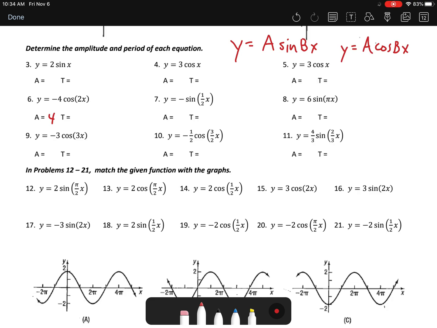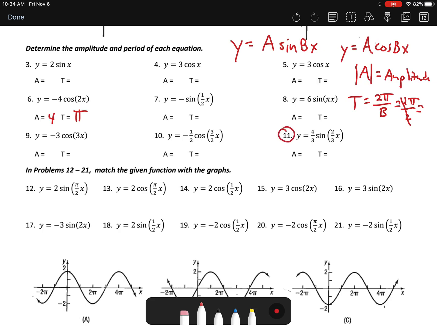The period, which is T, so absolute value of A is amplitude. This was all in your notes. And then T is equal to 2 pi over b. Well, b is 2 in this case, so 2 pi over 2 is pi. So that's how we do all of these.